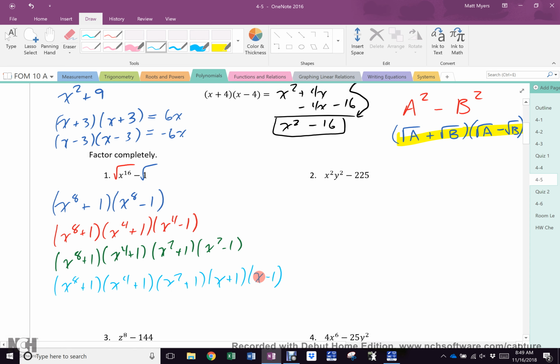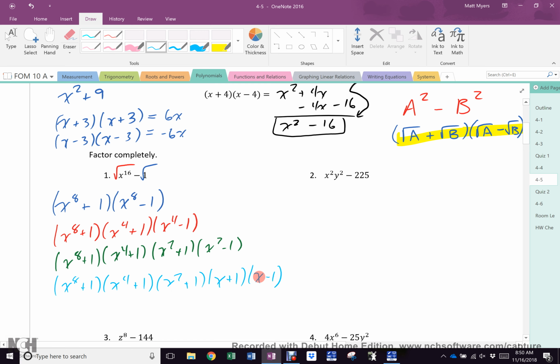Everybody good? And I gave you that one on purpose at the beginning because it's the mistake that you all make with factoring all the time. You do one step and you think you're done. You got to look at the whole thing and go until it's finished.